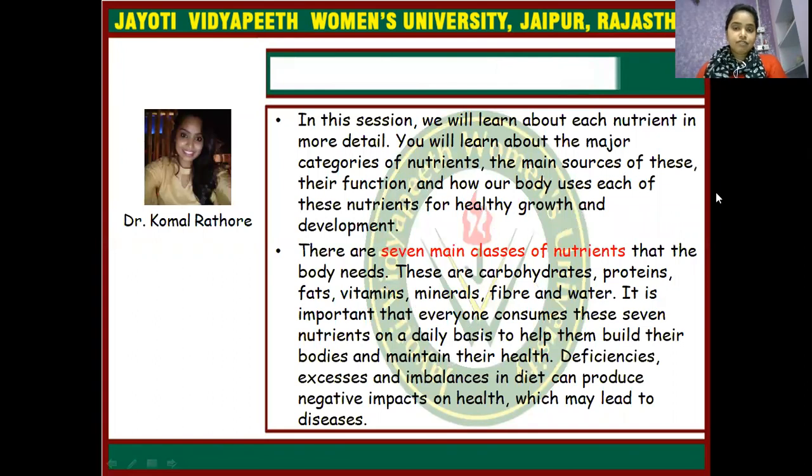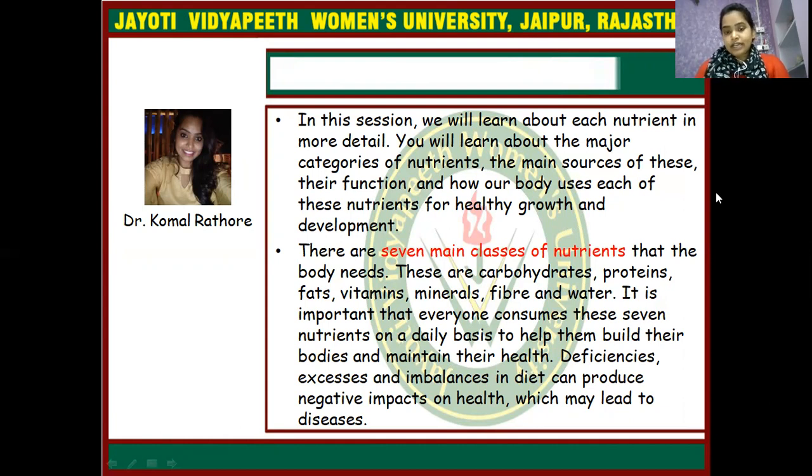So in this session, we will learn about each nutrient in more detail. We will learn about the major categories of nutrients, the main sources of these and their functions, and how our body uses each of these nutrients for healthy growth and development. There are 7 main classes of nutrients that the body needs. They are carbohydrates, protein, fat, vitamins, minerals, fibers, and mainly water.